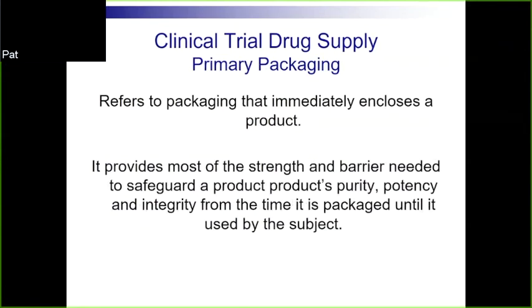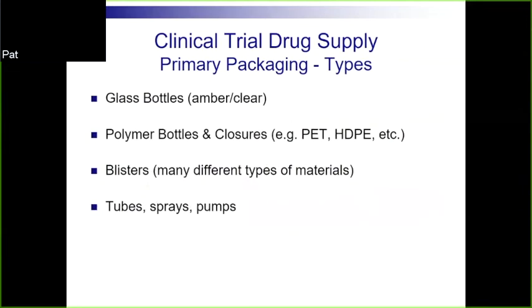I touched a little bit and just mentioned primary packaging. If you heard the term primary packaging, it just refers to the bottle or blister pack that the capsules or tablets will go into. It's the immediate container that maintains the integrity of the product. And here's an example of some different types of primary packaging: glass, plastic, blisters, and then for topicals, tubes, sprays or pumps.